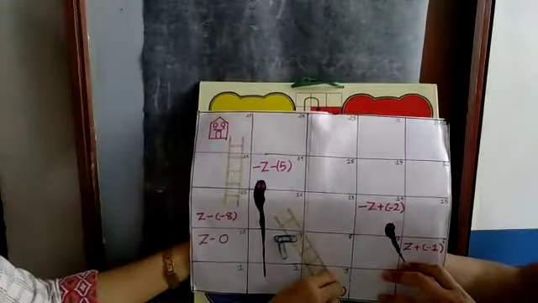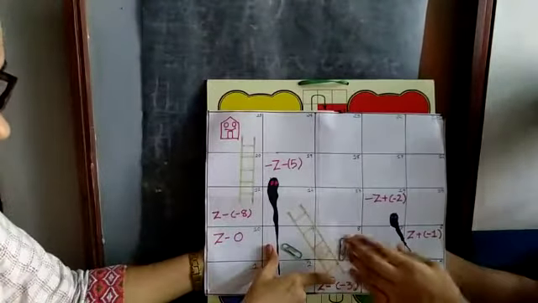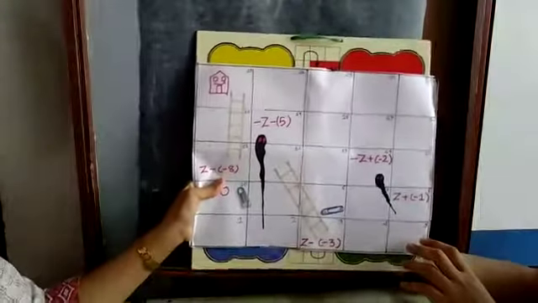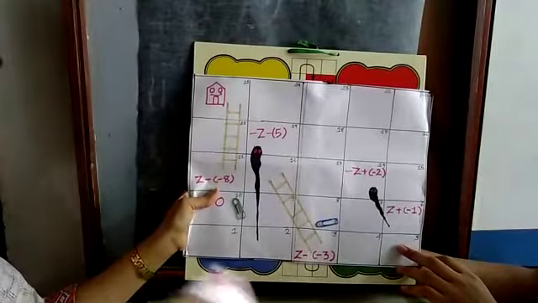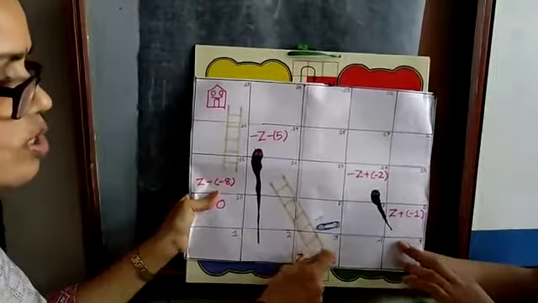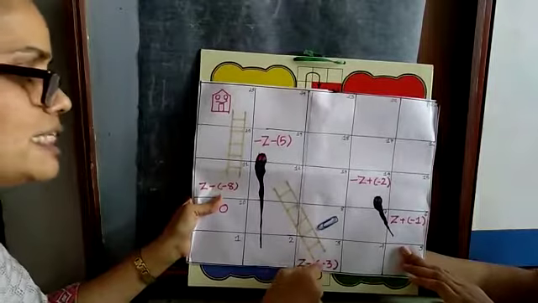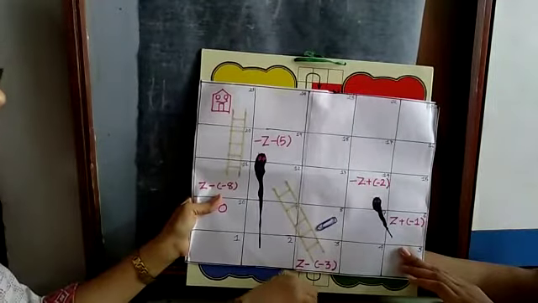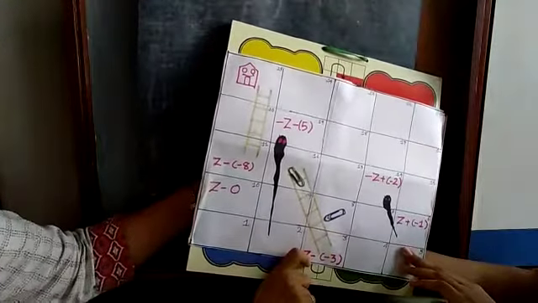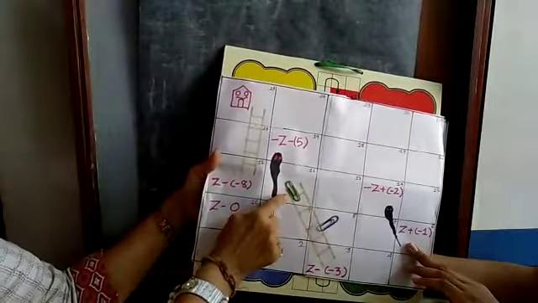Now look here, children. You have to climb the ladder when your Z is 6. Suppose my Z is 6 here, right? I am showing how to play. My Z is 6 here when I was on number 3. So 6 minus minus 3 becomes plus. So 6 plus 3 is 9. So obviously I will climb a ladder to 9. How? See 1, 2, 3, 4, 5, 6, 7, 8 and 9.